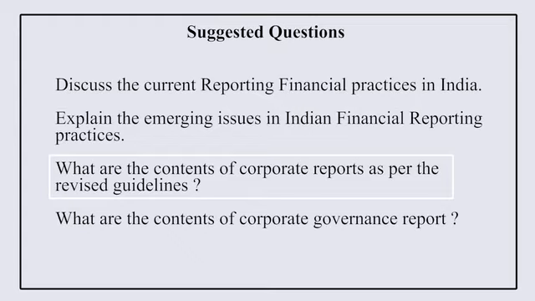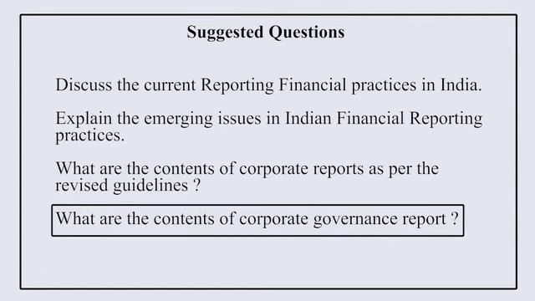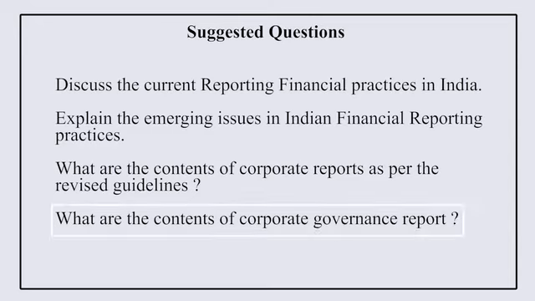Next: what are the contents of corporate governance reports as per the revised guidelines? I have already mentioned them. The different contents of the corporate governance report are as per the slide: the different committees, that means the audit committee, board composition, and apart from that, shareholding pattern, report on AGM, and remuneration committee.